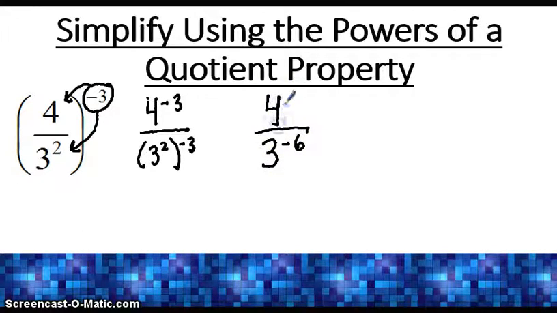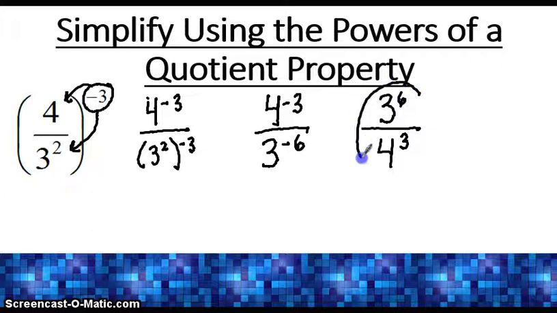Bring the 4 to the negative 3 along. Now we have negative exponents, so we need to move them to become positive exponents. So we'll move the 4 to the negative 3 to the bottom and it becomes 4 to the third. And move 3 to the negative 6 to the numerator and it becomes 3 to the sixth. That is our simplified expression.